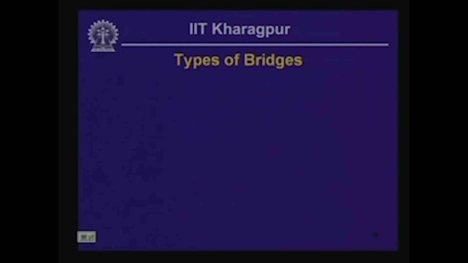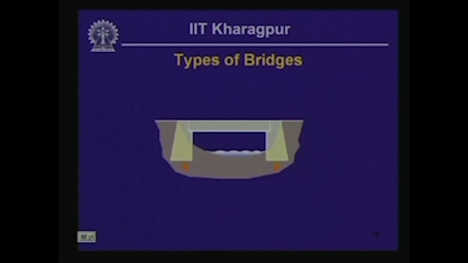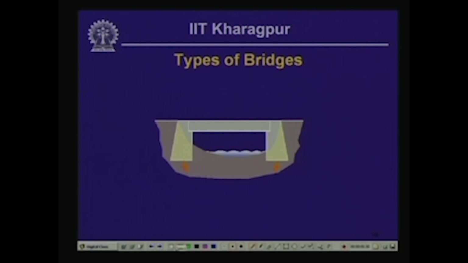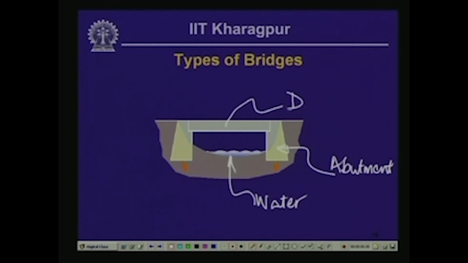Now, we move on to bridges. First, we consider types of bridges. This is basically a slab type bridge. Here, what you can see is the water course, and these are the abutments, and the bridge deck is here.